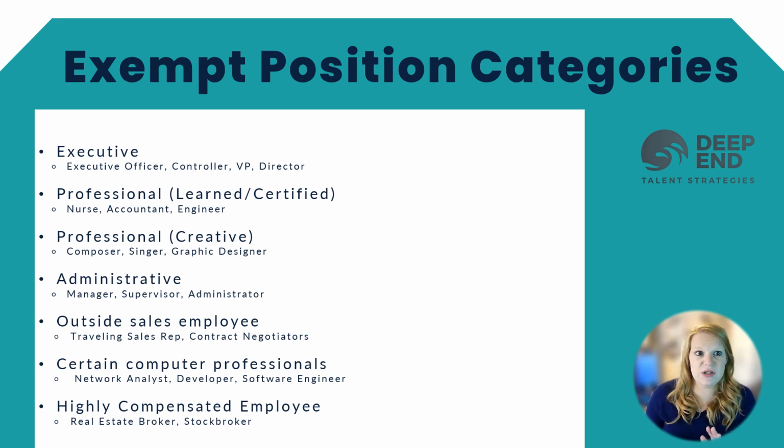So we're going to transition into exempt position categories, and these positions are exempt from the FLSA wage and overtime pay requirements. There are 6 exempt categories, and they are as follows. So we have the executive, which is a director level, VP and above. Professionals who receive a learned or a certificate, such as a nurse. Professionals who are creative, such as a composer.